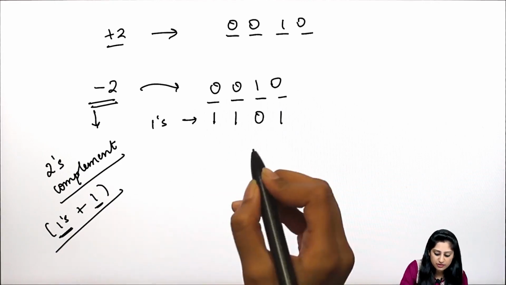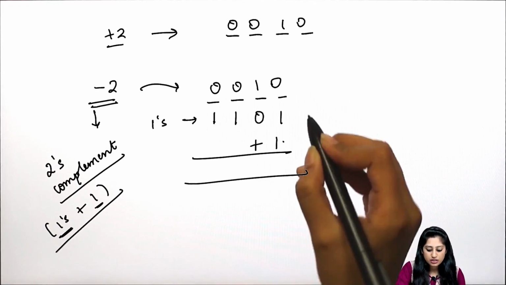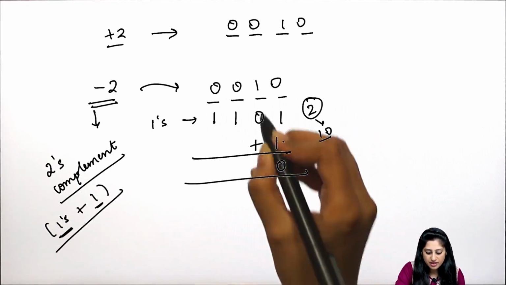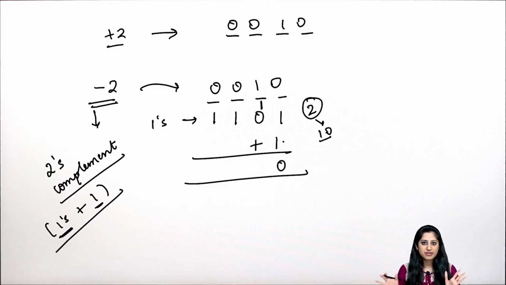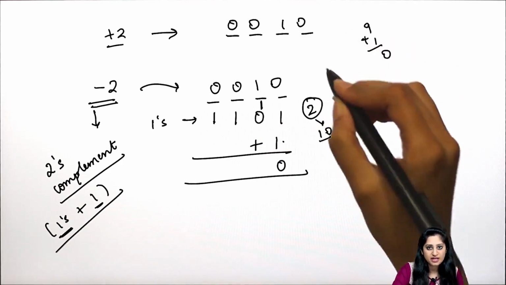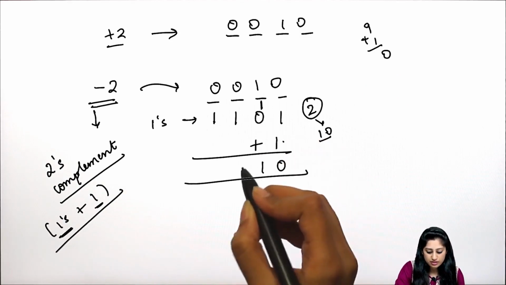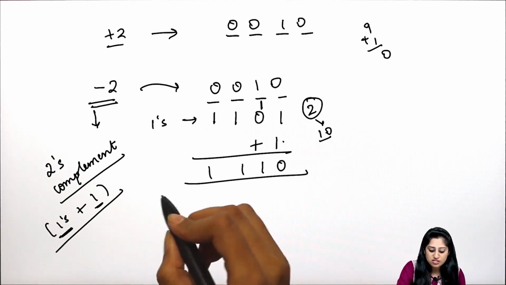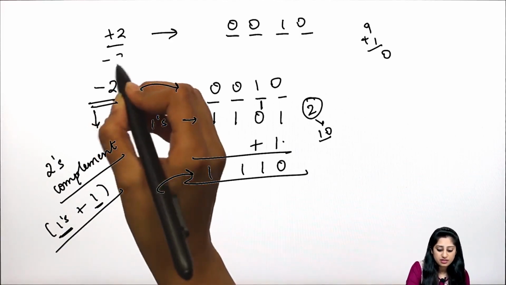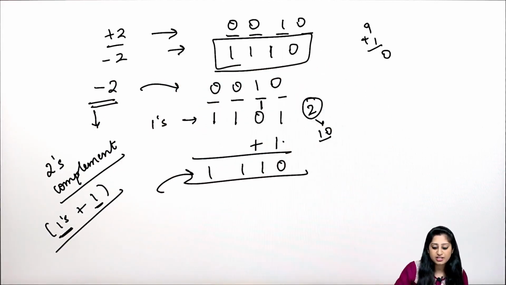Now add 1 to that 1's complement. So 1 plus 1 is 2. Now 2 is not a digit in binary, right? So 2 is 1, 0. So we'll keep 0 here and put 1 as carry. I hope you remember adding decimal numbers, right? If we have 9 plus 1, what we do is 0 here, 1 carry. Similarly, if we have 1 plus 1, that is 2, 0 here, 1 carry. 1 plus 0 is 1. So this is the final number we have. So if you have to store minus 2 in the system, eventually it is going to be stored this way, in 2's complement form.